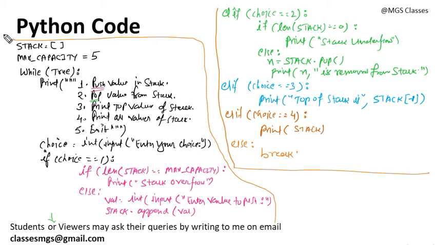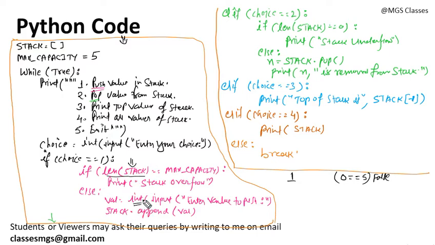Okay, so let's try to dry run this and execute. I am dry running it, and let's suppose you are running this code. First this message will be printed, and let's suppose the user has entered choice 1. Then this condition: initially length of stack is 0. 0 equals maximum capacity 5, condition false. Then you can insert the value.